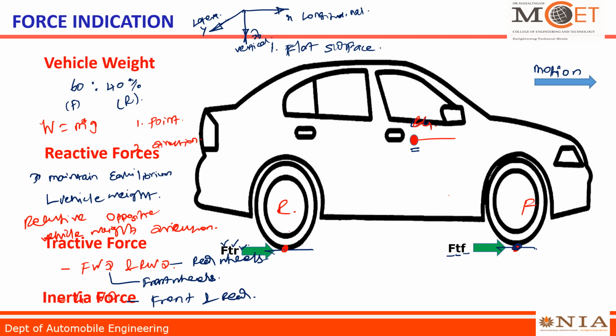Inertia force is because of acceleration. It is a resistive force, so the inertia force will be opposite to the motion of the vehicle. So I just take inertia as Fi, acting at the center of gravity, opposite to the vehicle motion. We can easily say that.